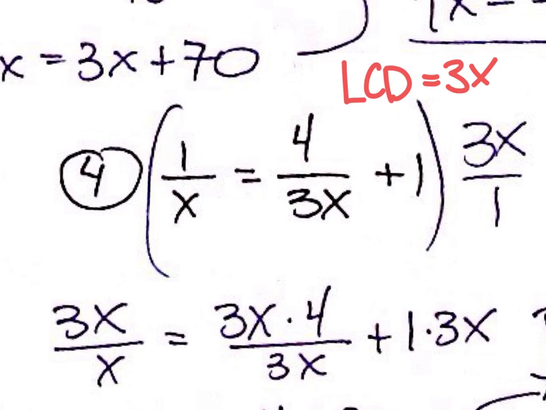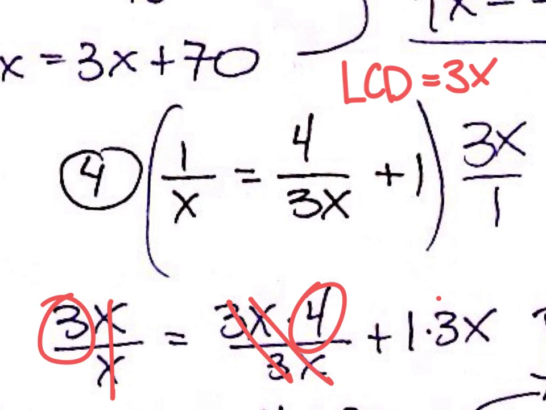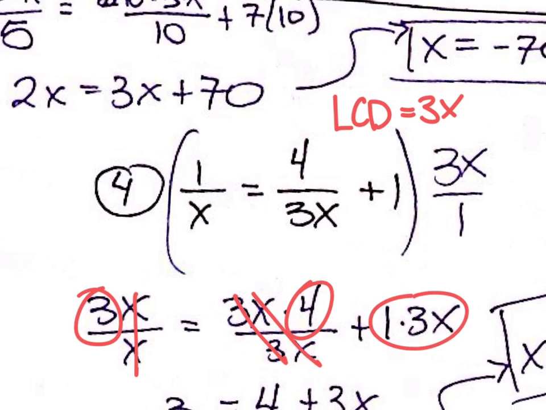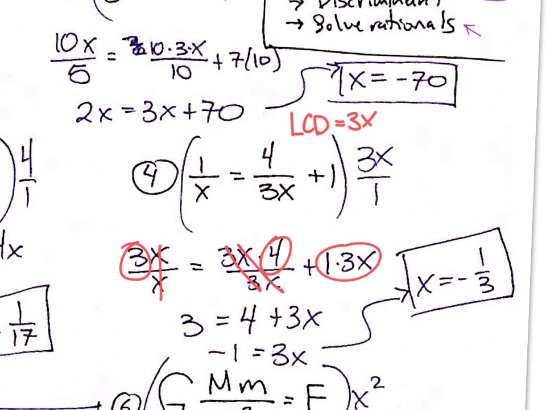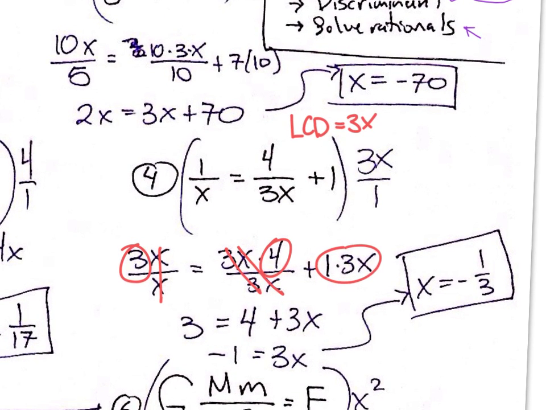And let's see what happens. So 3x over x here, 4 times 3x over 3x, and 1 times 3x. Do you see how we're getting cancellations? 3 equals 4 plus 3x. That's manageable. So x equals negative 1/3.